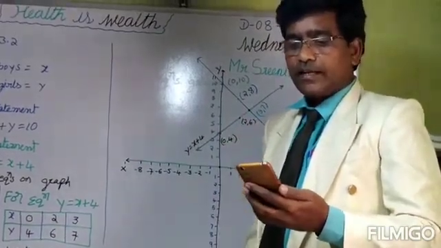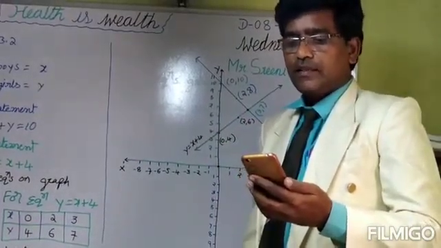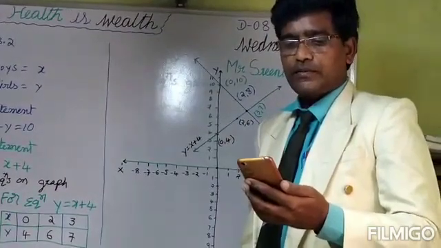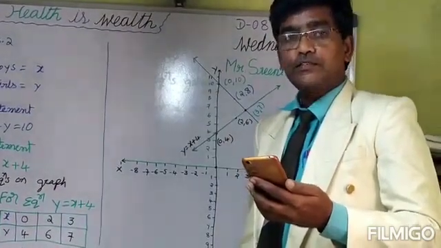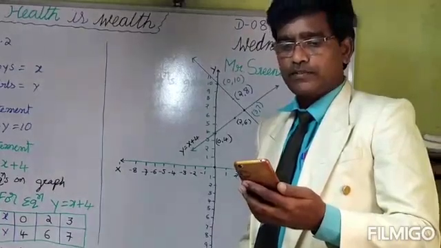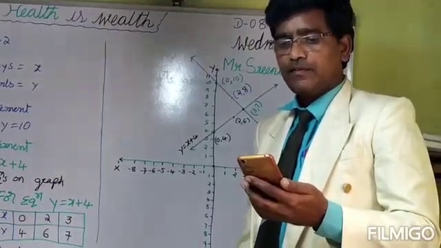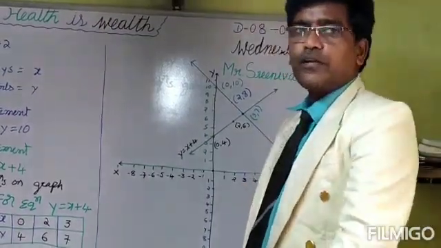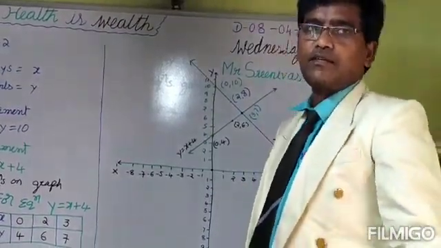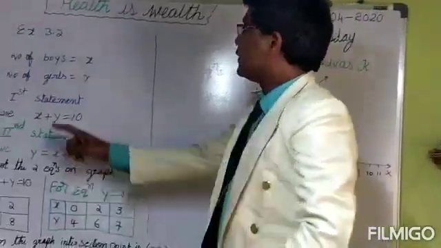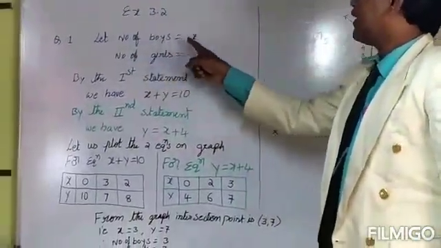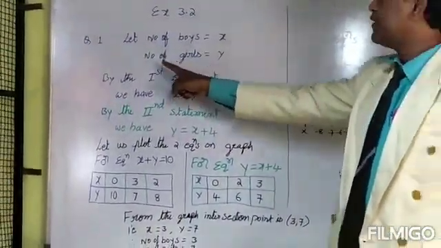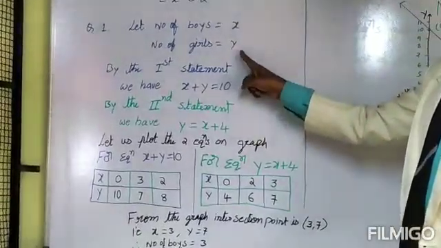First question is, 10 students of class 10 took part in a mathematics quiz. If the number of girls is 4 more than the number of boys, find the number of boys and girls who took part in the quiz. So we are going to frame the algebraic equations first according to the question. Let the number of boys equal x, and the number of girls equal y.